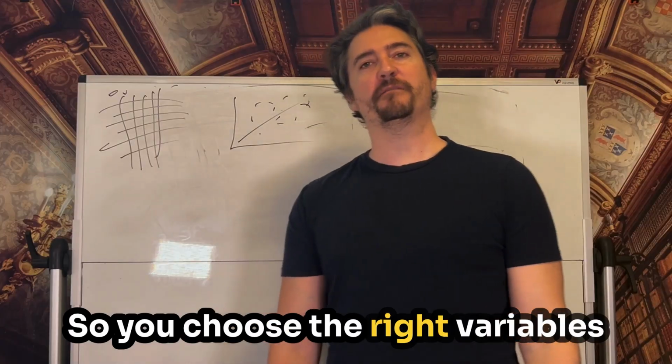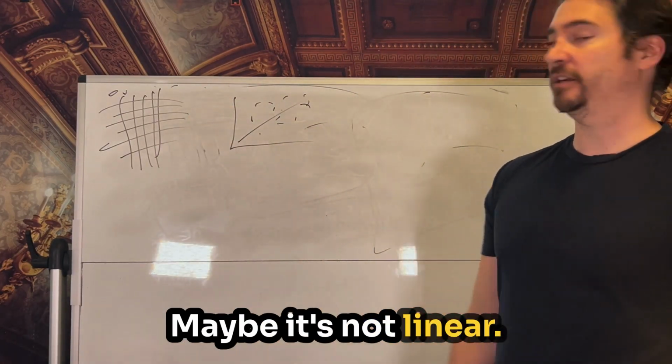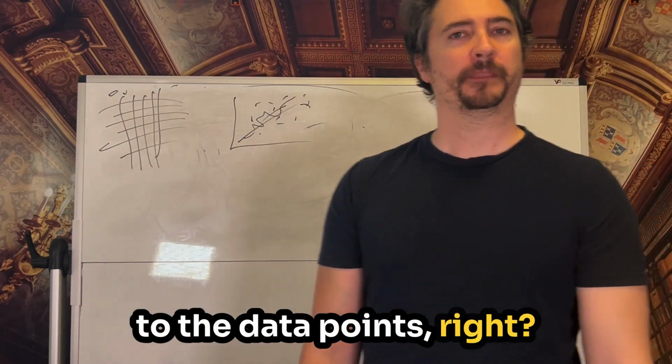Okay, so you choose the right variables and then you fit the model. The better you do this, the better it fits. Maybe it's not linear. Maybe you get a little bit of flexibility in there, but you're trying to fit the model to the data points, right?